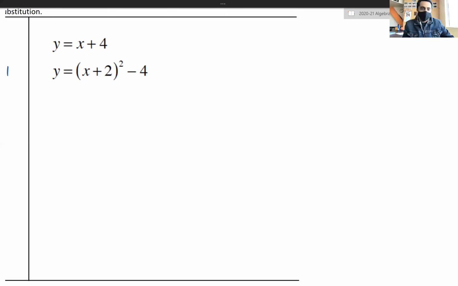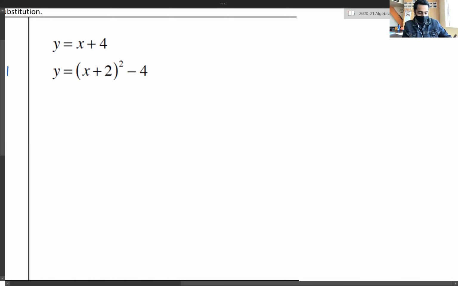Okay, so once again, this question is set up pretty well for a substitution. Why? Because we already have one of our variables isolated. Y is isolated, and so is the other one. So it actually makes it really easy to substitute. So we can take this expression, the x plus 4. Since x plus 4 is equal to y, then we can substitute it into the other equation. So we create one equation, x plus 4 is equal to (x plus 2) squared minus 4.